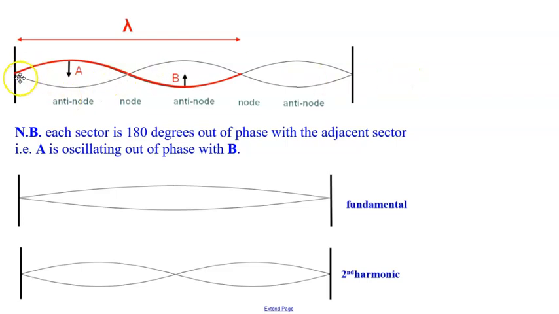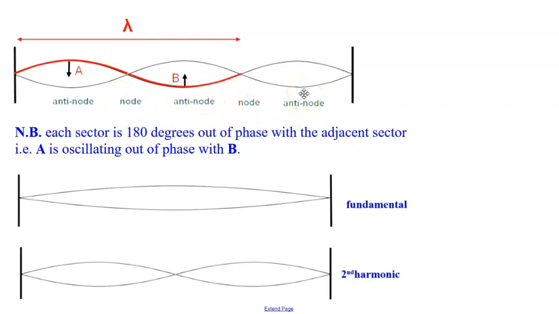The wavelength is 2 full loops, so from this point here all the way to this point here. And you can see if we draw a normal sinusoidal wave, that would represent our wavelength. So we've got an antinode, a node, an antinode, a node, and an antinode.